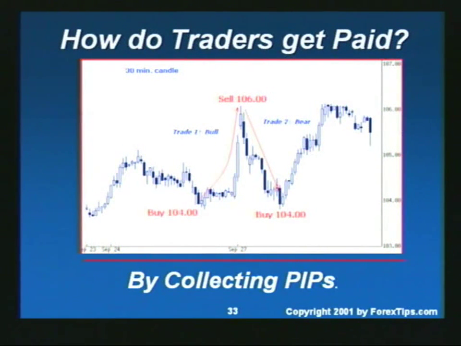Now, how do traders get paid? Well, we get paid by collecting pips. Envision this chart. See, the market is going up, and then it is coming down, and then it goes back up, and then it comes back down, and then it goes back up. They say the markets don't go up and they don't go down. They're constantly going up and down. Trading is all about price movement against time. This is time. This is price movement.